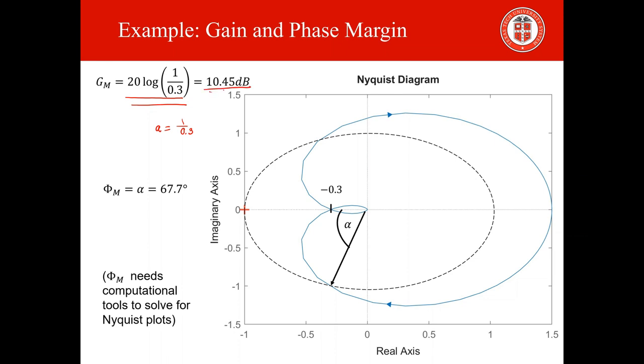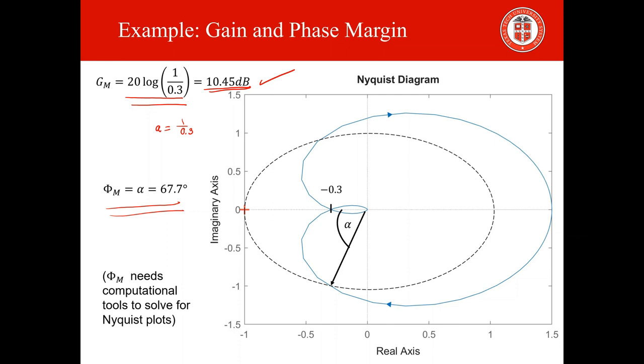Okay, so it turns out that this is equal to 10.45 decibels. You can plug this into your calculator to confirm. So this is the gain margin of our system. Now, the phase margin is more difficult, and it needs computational tools to actually solve this in MATLAB.